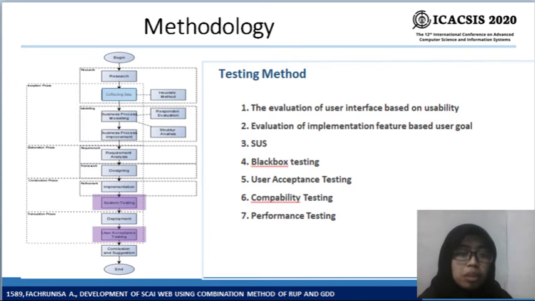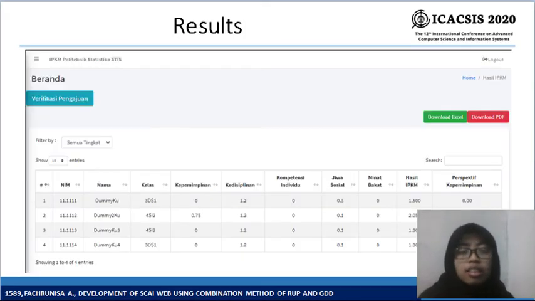For testing methods, we use several tests. First is interface testing. We use evaluation of usability and evaluation of feature implementation to measure user satisfaction with the features. For the system, we use SUS, black box testing, user acceptance testing, compatibility to web browser testing, and performance testing. This is an example of monitoring result for our SCIA proposal.